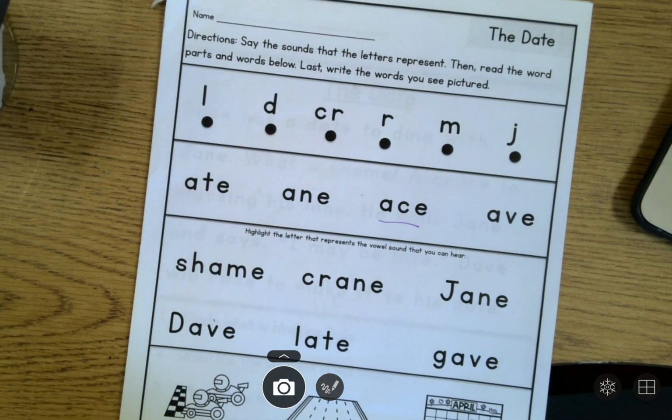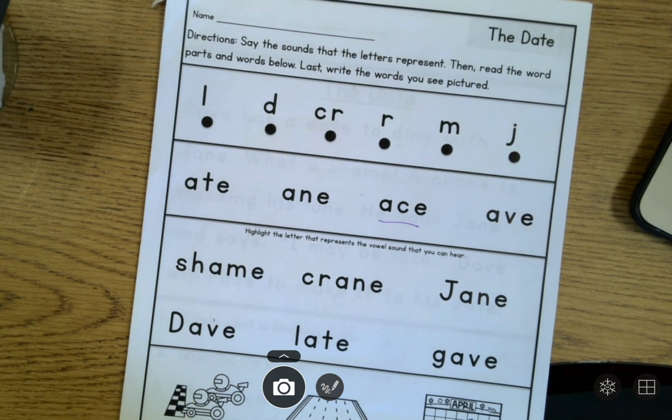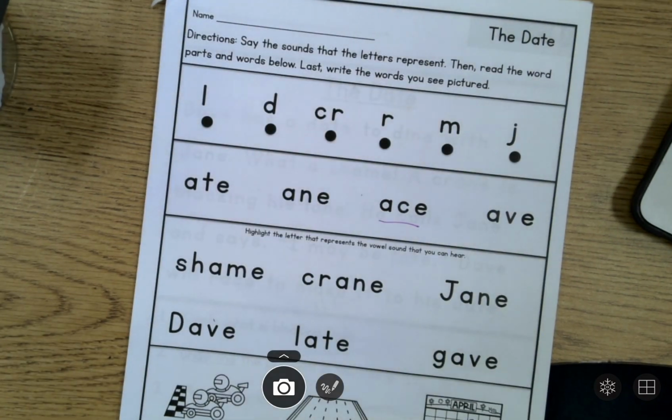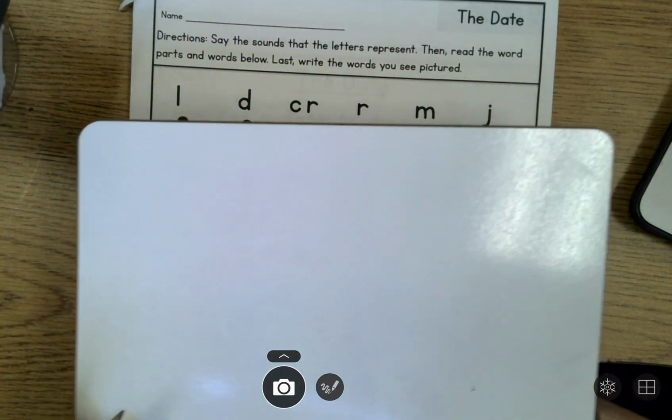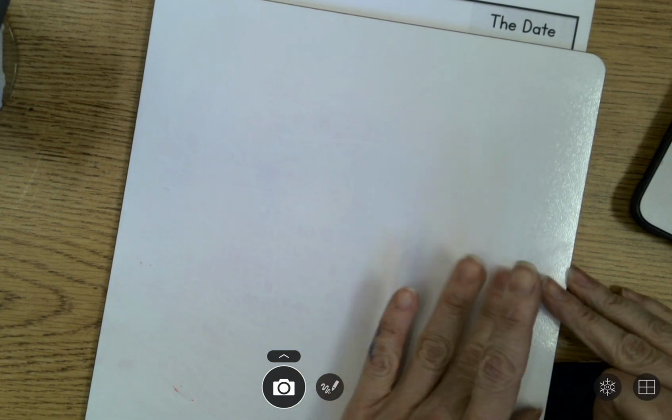Okay, so the long A sound, whenever we say a long A, that means the letter says its name. So if it's a long A, it's pronounced A. If it's a long E, E, long O, O. All right, so the date. Now, the skill that we're going to work on is called the silent E.